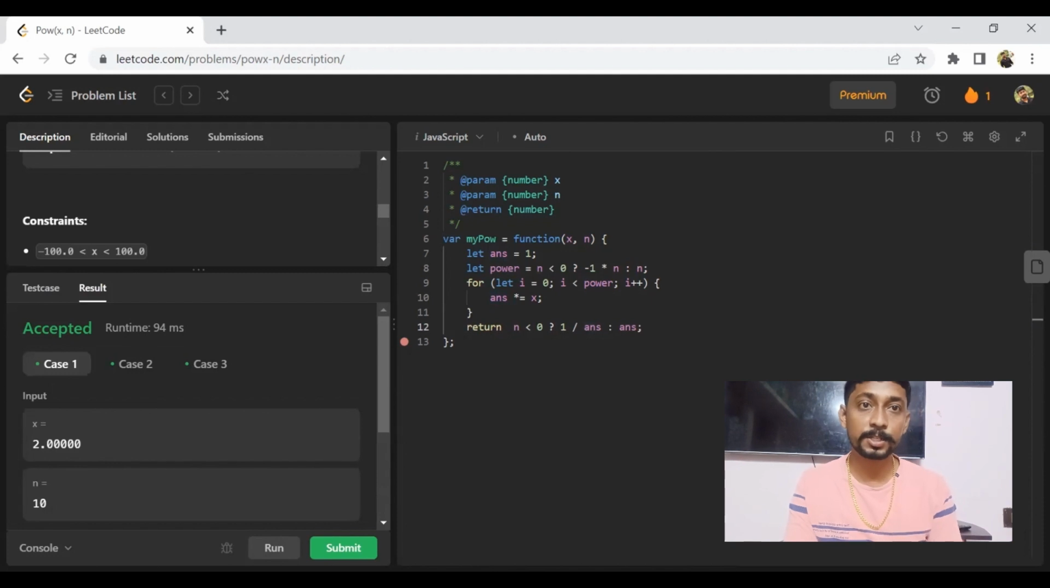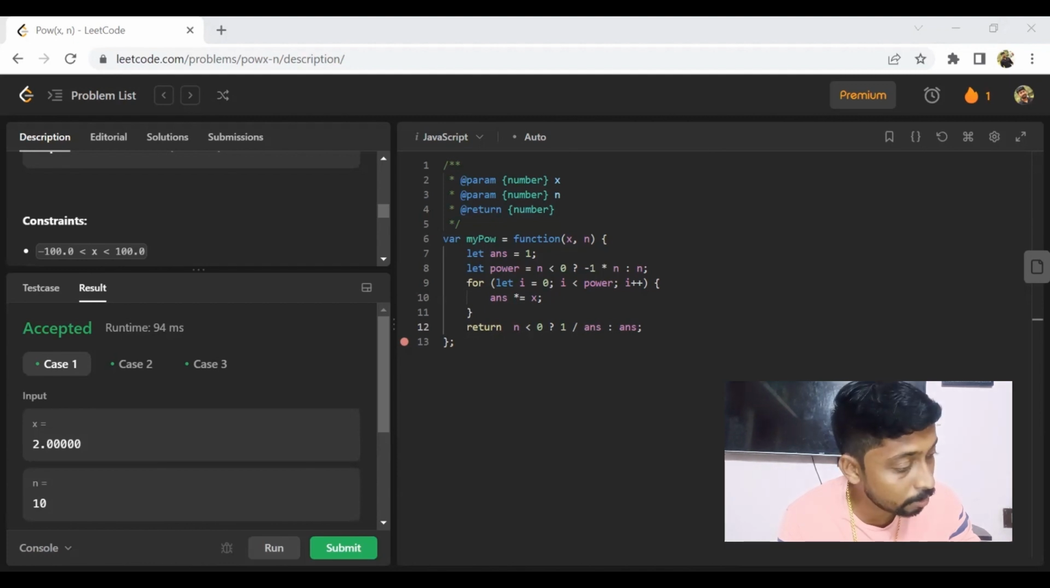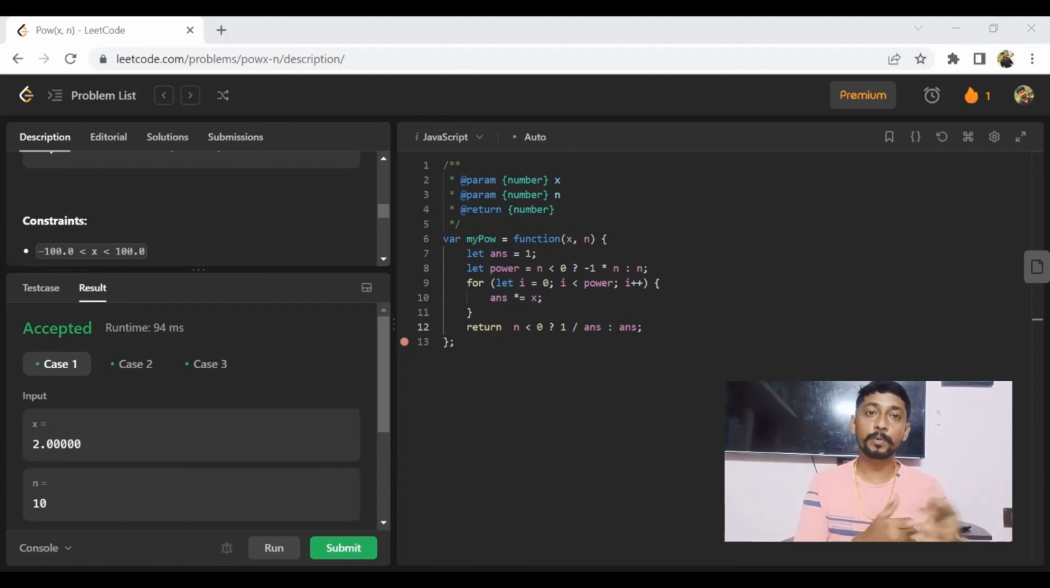So what about the time and space complexity? Every time I will ask you one question while calculating the time and space complexity. Did I create any array, set, or map? No, I'm not creating anything. So the space complexity would be O of 1 and the time complexity would be O of n, because I have to iterate till n. So for brute force, the time complexity is O of n and the space complexity is O of 1, because I am not creating anything.